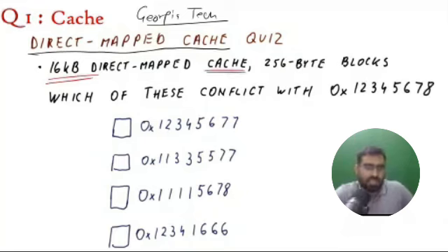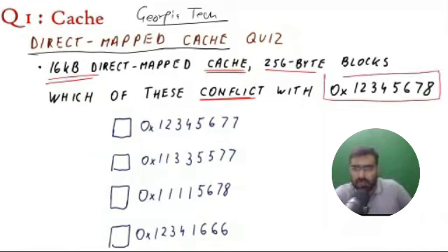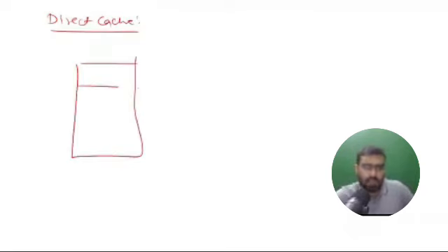Which of these will conflict with this address? Tell me, in the direct mapped cache, when will this conflict happen? For example, let's assume this is the cache. You have 4 lines, L0, L1, L2, L3. These are the 4 lines, and you have a main memory. Now you tell me, in this direct mapped cache, what happens?